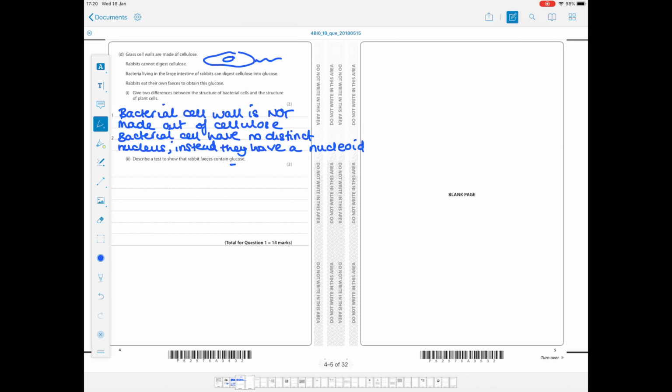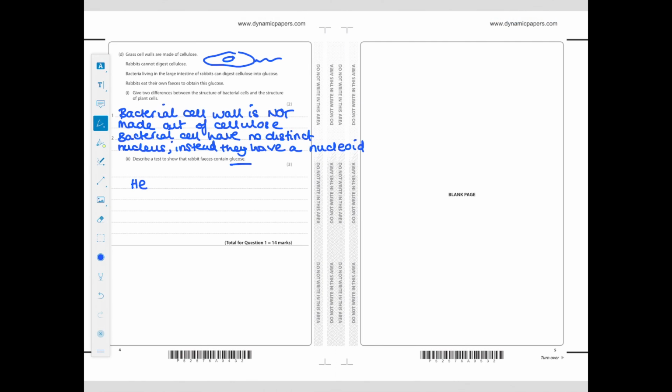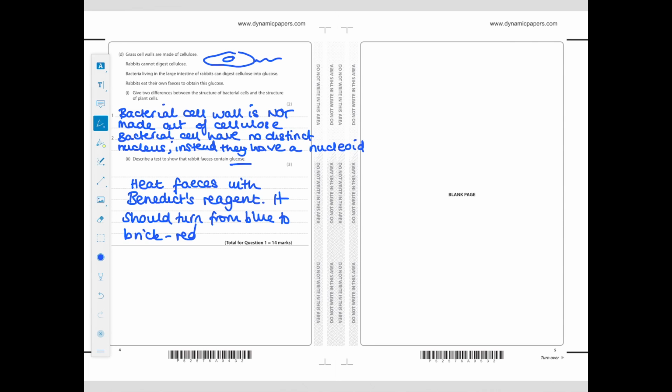Describe a test to show that a rabbit feces contains glucose. This is nice and straightforward. So we want to name the reagent, which is Benedict's. So you heat the feces with Benedict's reagent. And in terms of colour, it should turn from blue to brick red if glucose is present.